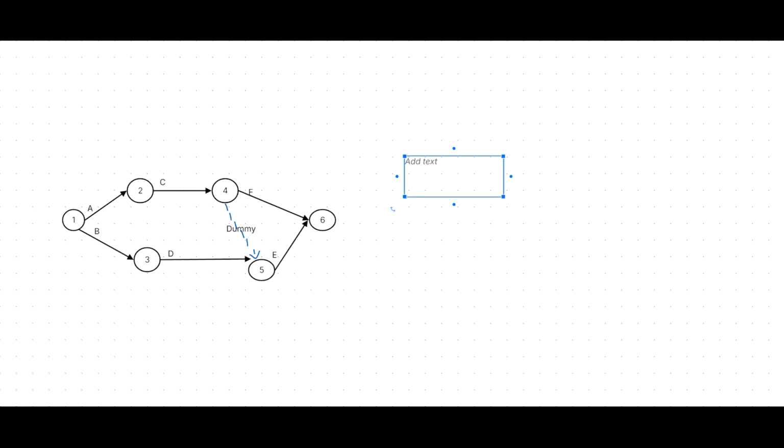Then D starts from the event number 3. What does it represent? Need to complete B. Then activity E, we start from the event number 5. What does it represent? Complete C, D both. C we consider via the dummy, right? Then the last one, F, we start from event number 4, which represents complete C only.